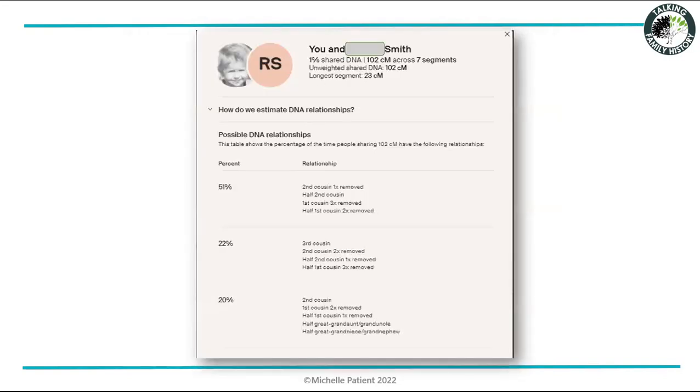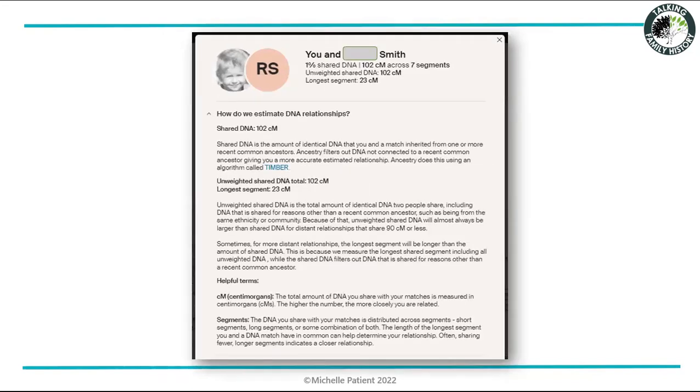But if I go back up to the top, how do we find that help information again that we had in the old screen? If you haven't read it before, do click this drop-down arrow, and then you will see all the information explaining how the company estimates its relationships.